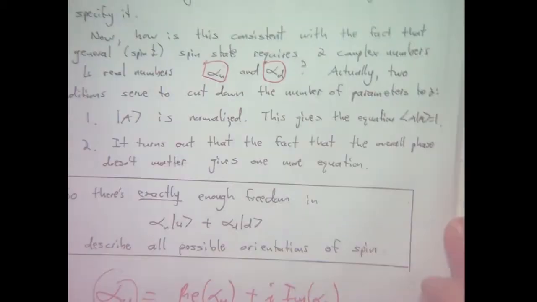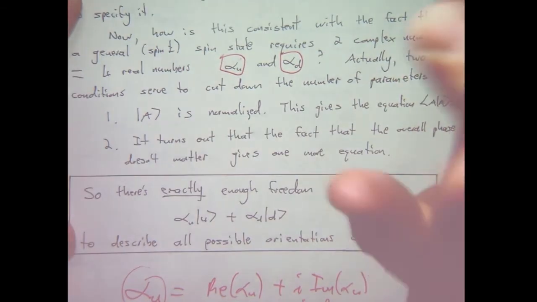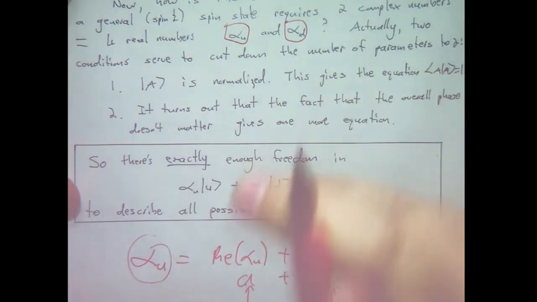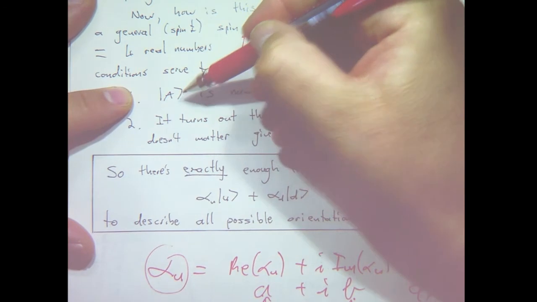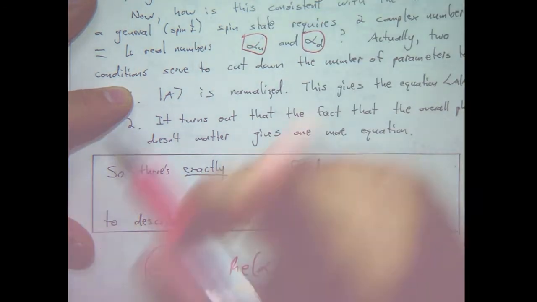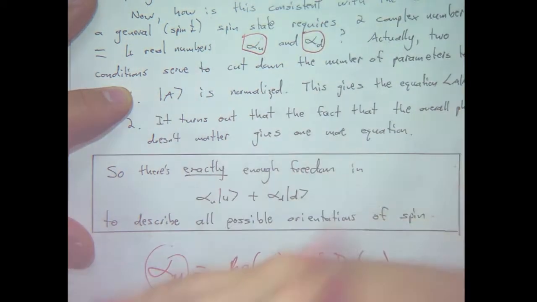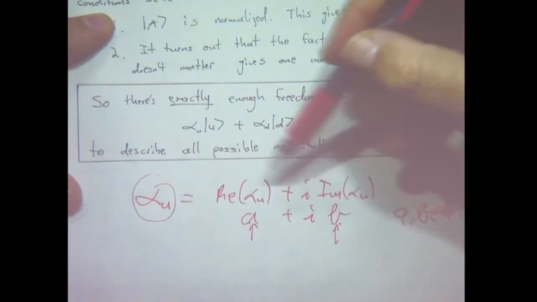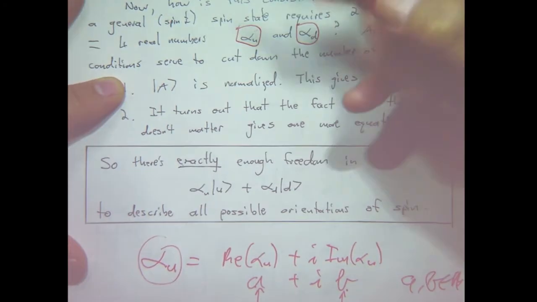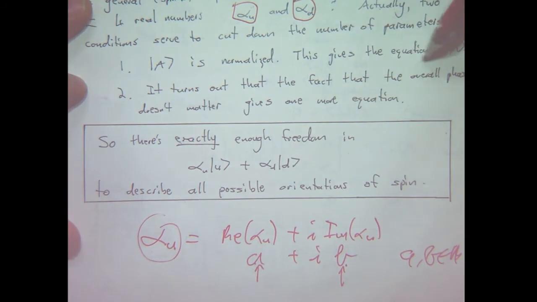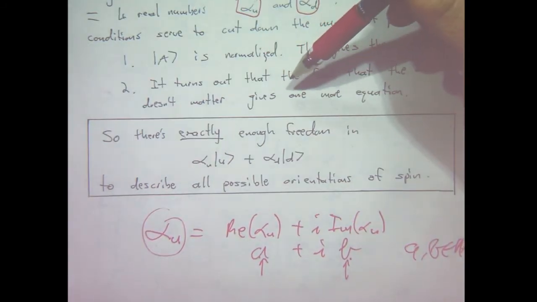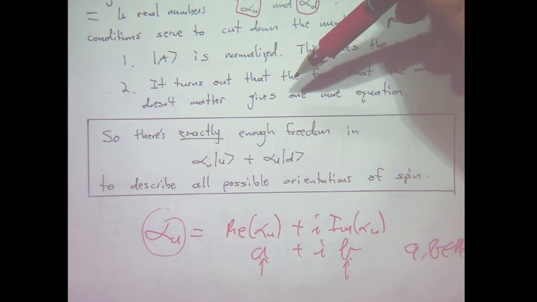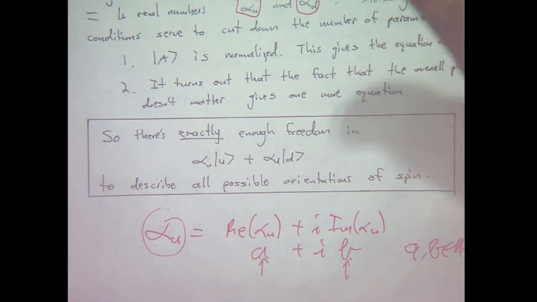But in fact, they're not wasted because we have one more equation. In fact, we have one more equation coming from the normalization of the arbitrary vector A. That gives one equation between the complex numbers. So that cuts down the number from 4 to 3. And then there's actually another one. The fact that the overall phase factor doesn't matter gives another equation that knocks out another one of the free parameters.